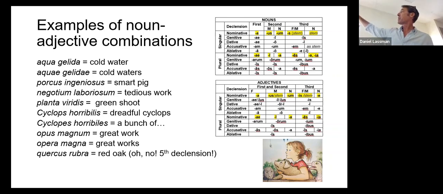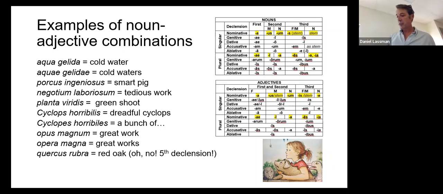And for every noun, there is a first declension, which is always feminine. They end in A. And the second declension can be masculine or neuter. M is masculine, N is neuter. And if it's a masculine noun in the second declension, in the nominative, it ends in US. If it's a neuter noun, it ends in UM.